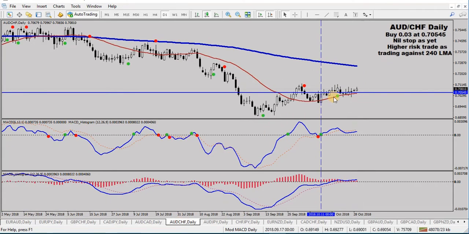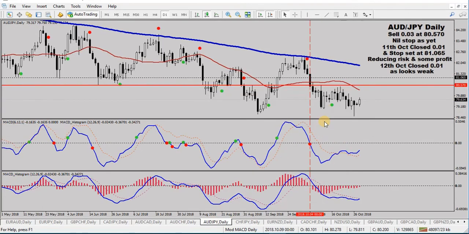Oz Swiss, buy again. It's just sideways, above the entry level, but not much to get excited about there. Oz Japanese yen took a sell, already closed 2/3 by looks, and just struggling a bit now. There's that divergence, so it looks like it's going to head up. I might just drag my stop down a little bit.